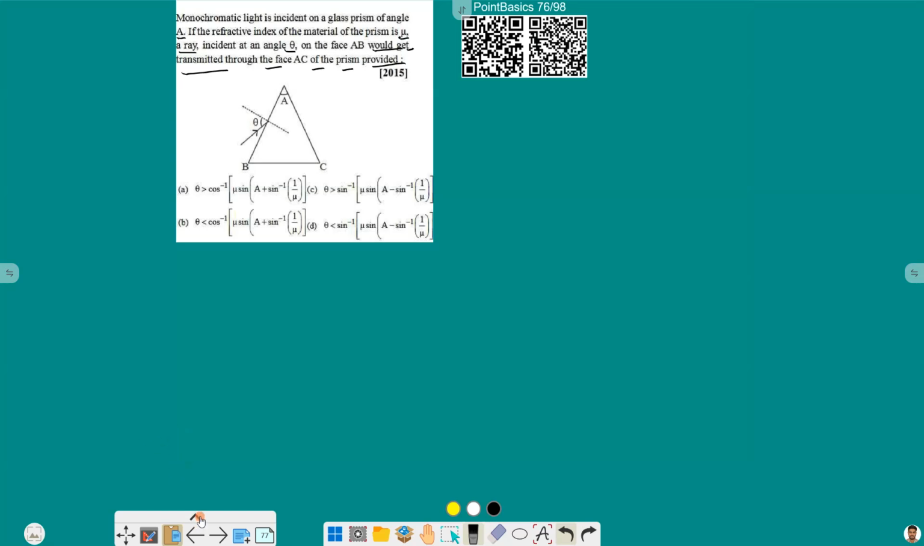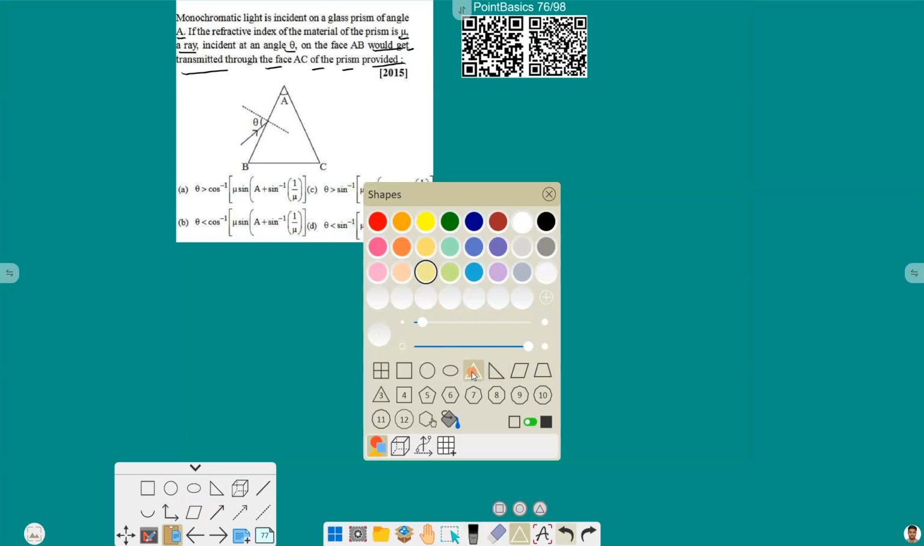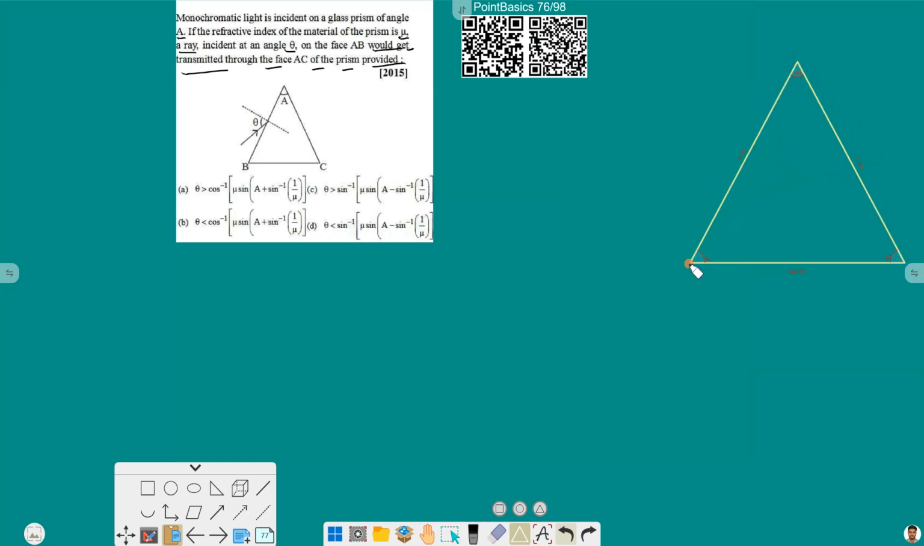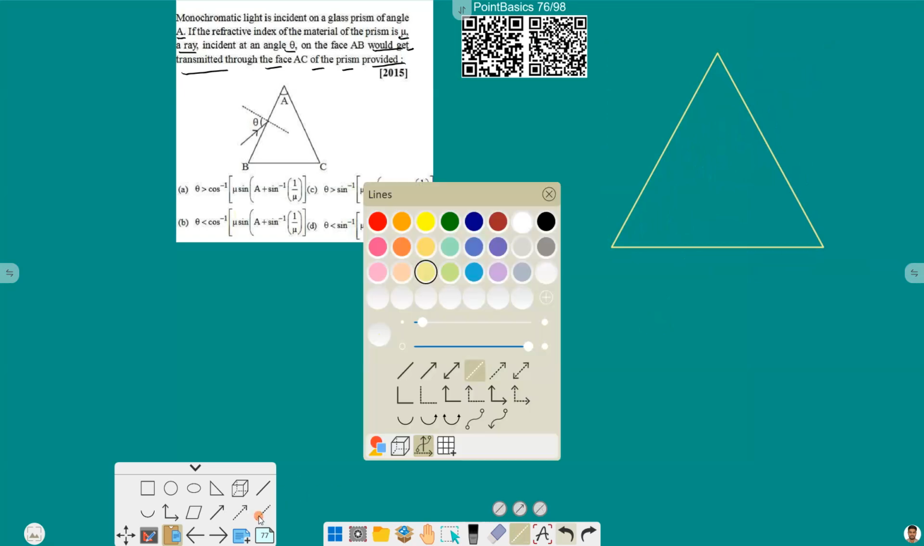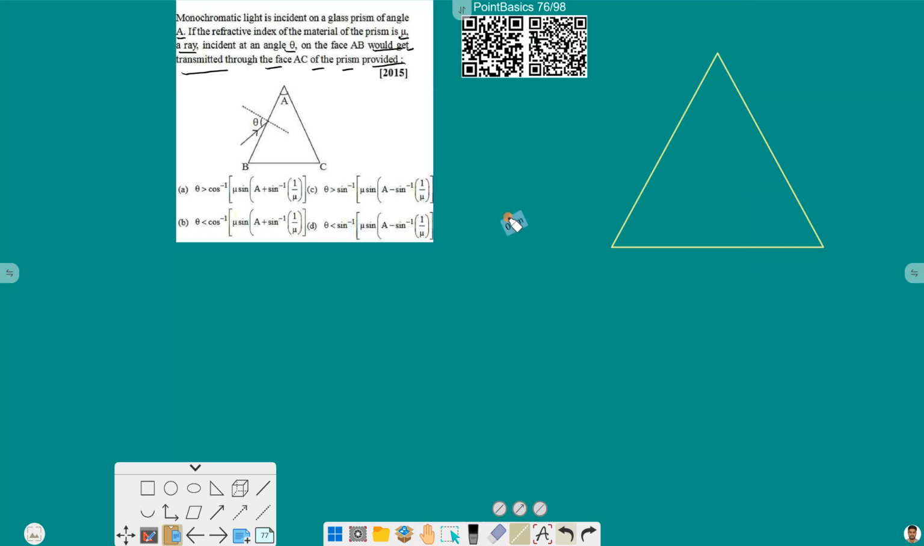Now to solve this one, let us first draw a prism here. I think we have a triangle. Yes, it is there. So suppose this is a prism. We have some incident light. Suppose this is our incident light, and after refraction it goes like this.